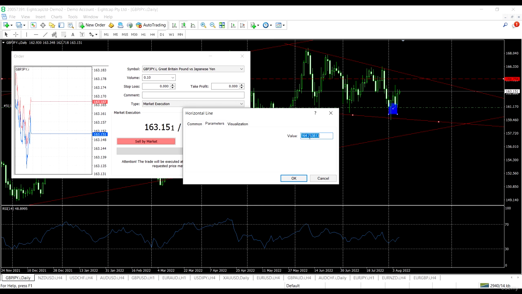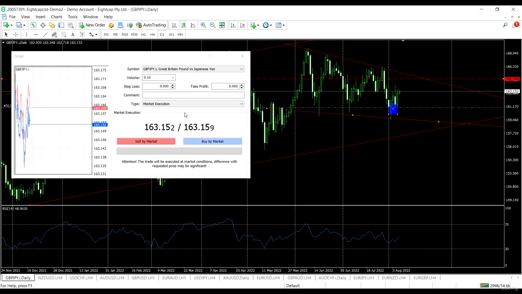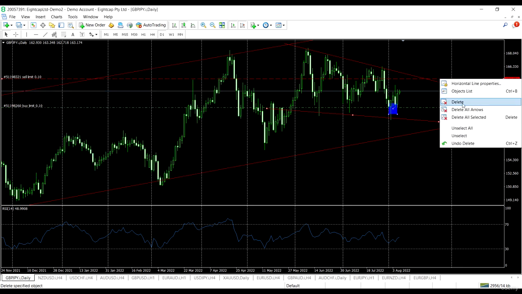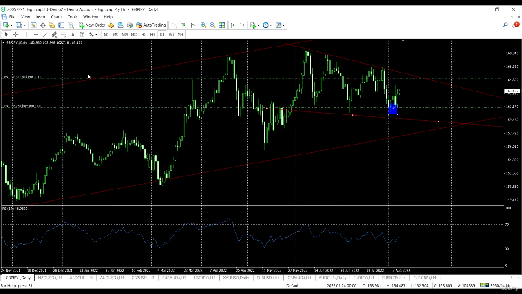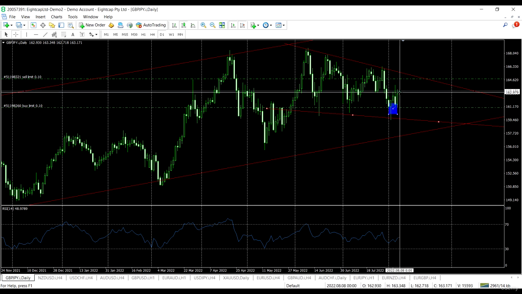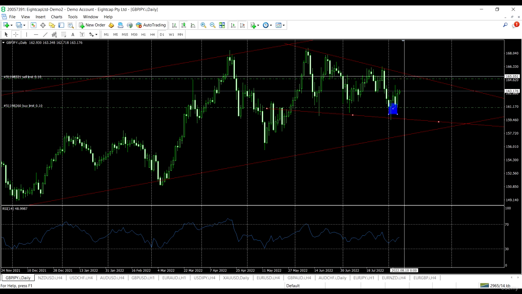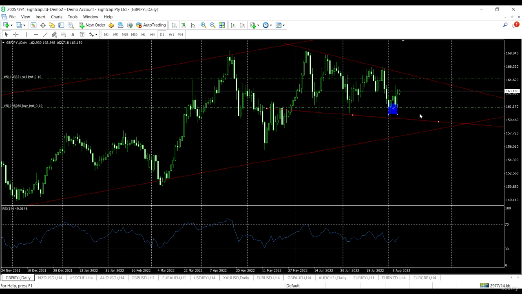Come to properties and copy, and then come to types of orders, and then use the sell limit, and just paste. When I place, we can see that we now have the sell limit here. So when the price comes here and hits our sell limit, our broker will trigger this trade for us, will enter this trade for us, hoping that the market will go downwards. Okay, so that's how we place a buy limit and sell limit order.